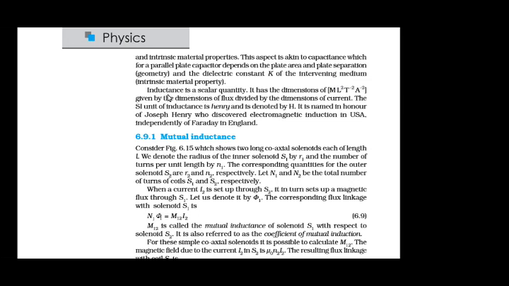Inductance is a scalar quantity. It has a dimension of M L squared T to the minus 2 A to the minus 2. The SI unit of inductance is Henry, denoted by H. It is named in honor of Joseph Henry, who discovered electromagnetic induction in USA independently of Faraday in England.